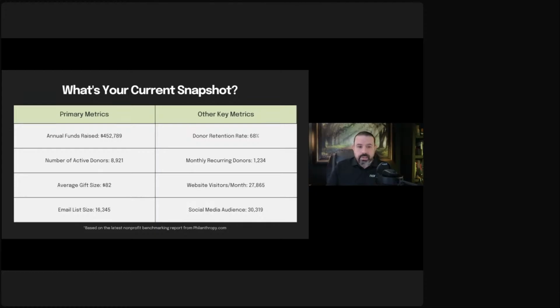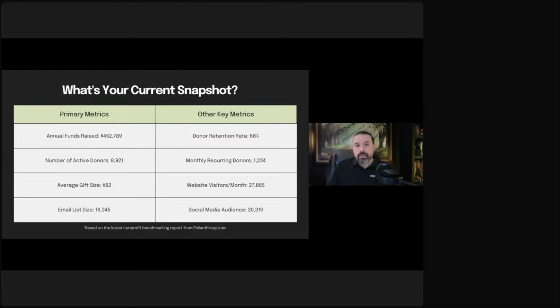So 8,921 active donors. We're talking about recurring donations of $1.2 thousand a year. We're talking about an average gift of only $82. Hey, don't get upset if you don't get that $1,000 donation. The average gift in America is $82. So if you're getting $100 from your donors, you're doing great. Now you just got to get more recurring, right? And more active donors in there.